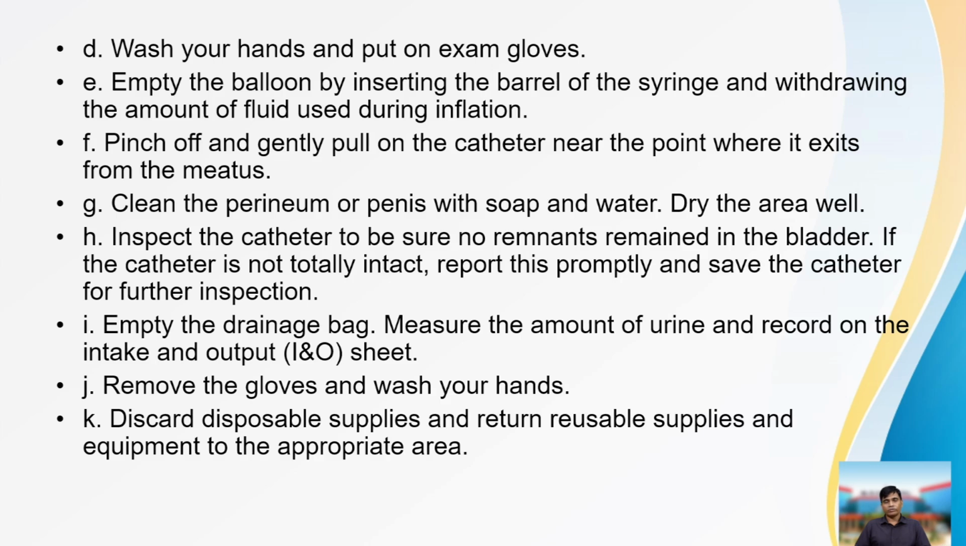If the catheter is not totally intact, report this immediately and save the catheter for further inspection or any type of culture or examination. Empty the drainage bag, measure the amount of urine and record it on the intake and output sheet. Next, remove the gloves and wash your hands. Next, discard disposable supplies and return reusable supplies and equipment to the appropriate area.